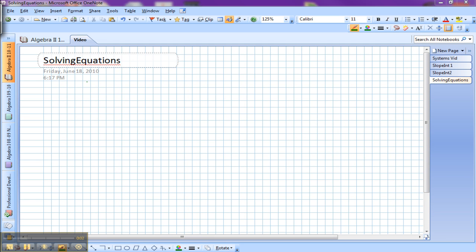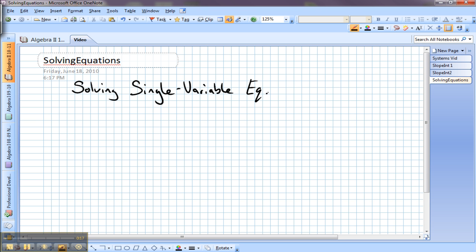Let's look at solving equations. Specifically, we are going to look at solving single variable equations. There's a couple steps that we are going to follow each and every time we solve a single variable equation.